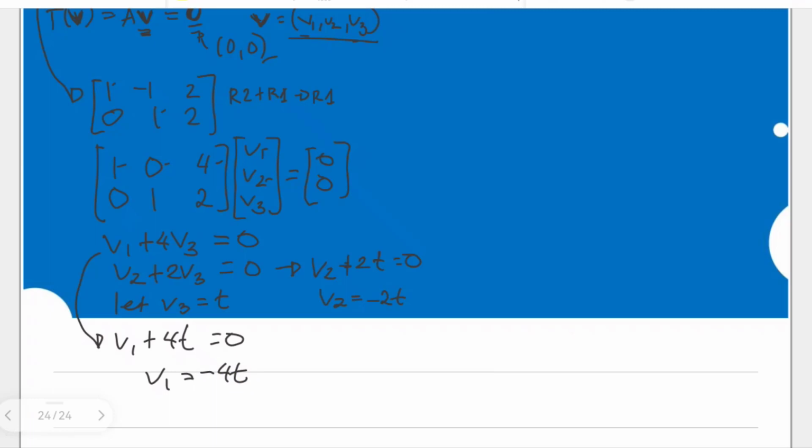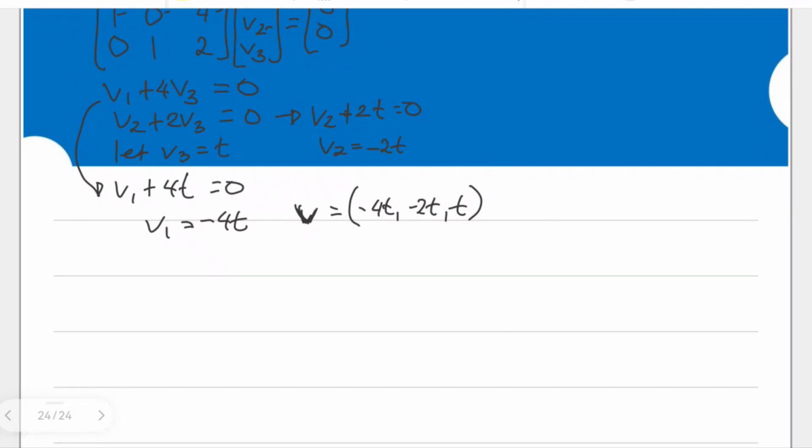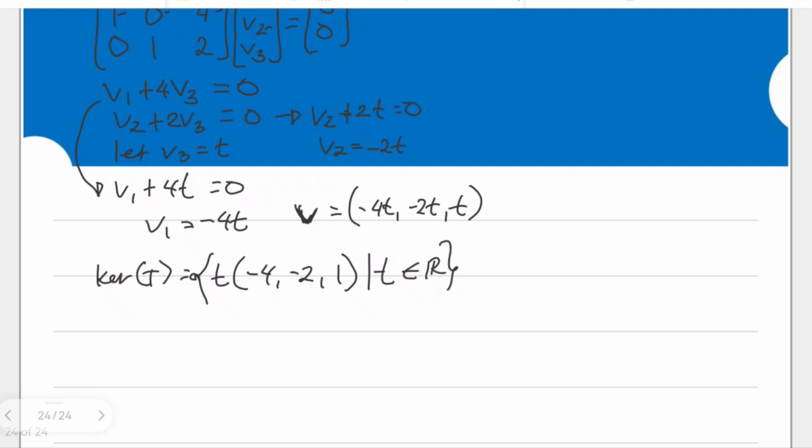That would mean our vector has components of v sub 1 is negative 4t, v sub 2 is negative 2t, and v sub 3 is t. We can of course factor out t in that manner, right? So we will have our kernel now. The kernel of T is a set containing all vectors, so we are going to factor out t. You have -4, -2, and 1, such that t is an element of R. This is now your kernel.